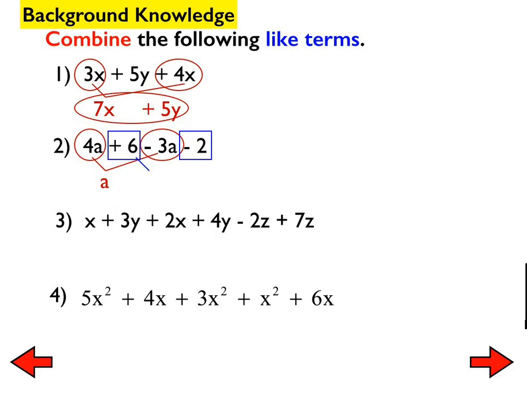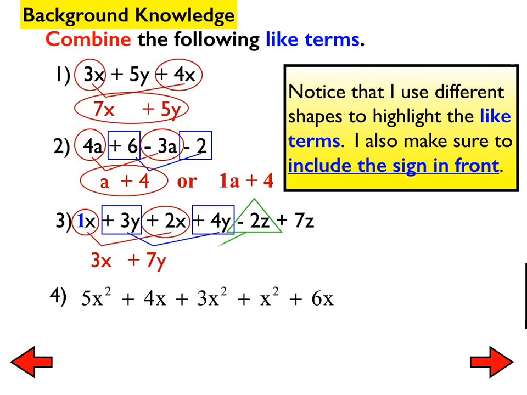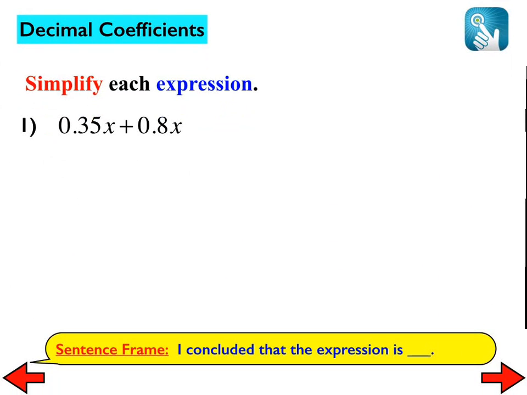Notice that I use circles for the letters and squares for the constants. It doesn't matter, but for some of you, I know that that helps you sort of keep track of your like terms. And remember to take the signs in front of each term. That way you'll know whether it's positive or negative. Well, today we take it to decimals. I would like everybody to try number 1. And since we've been working on decimals, this should be easy.